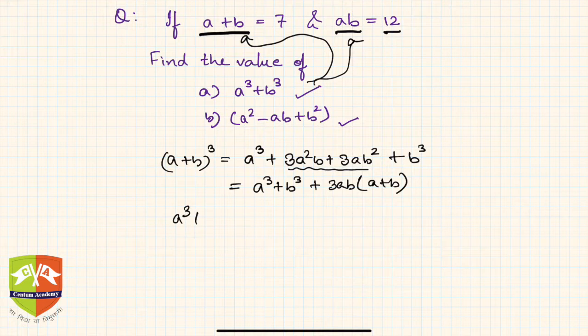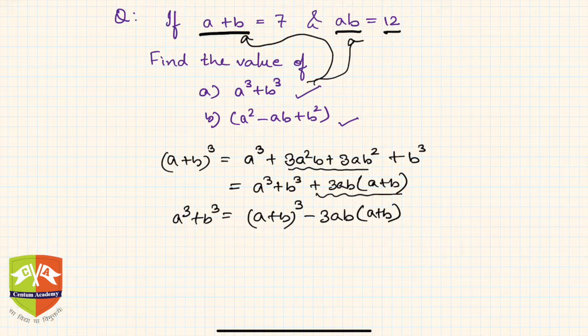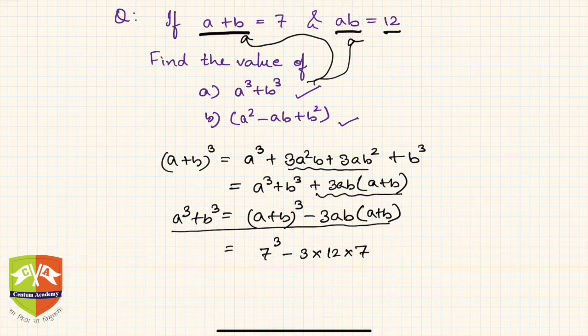So my dear friends, a cube plus b cube can be rearranged on the left hand side to get what? You will get a plus b whole cube minus 3ab times a plus b. So basically I have taken this entire term onto the left hand side and just swapped the position of left hand side and right hand side to get this particular relationship. Now very easy, so you know how to find out the value of a cube plus b cube. a plus b is 7. So 7 cube minus 3 times ab, which is 12, times a plus b, which is 7 again. So you will get 7 cube is 343 minus 3 into 12 into 7 is 252. So the final value is 91.